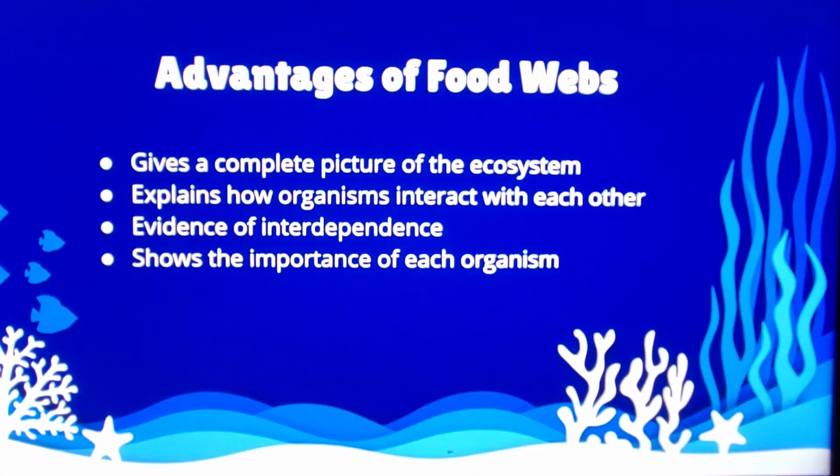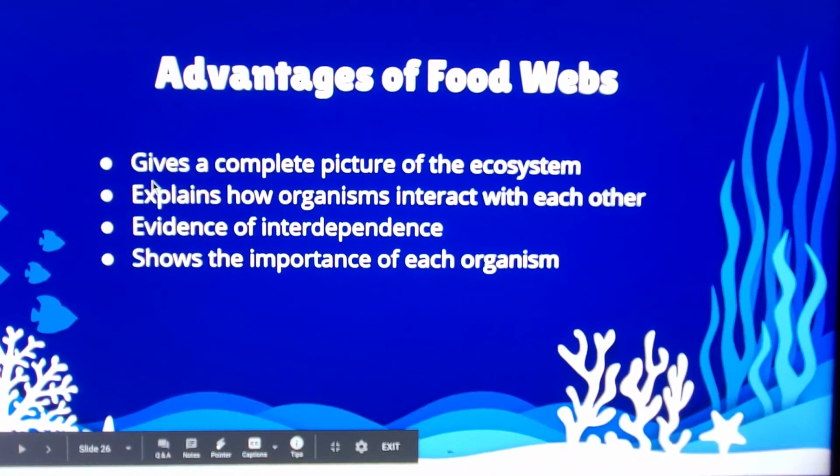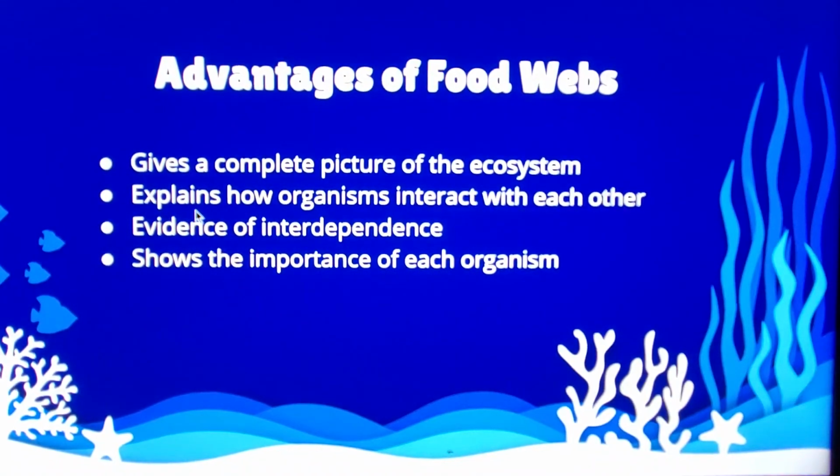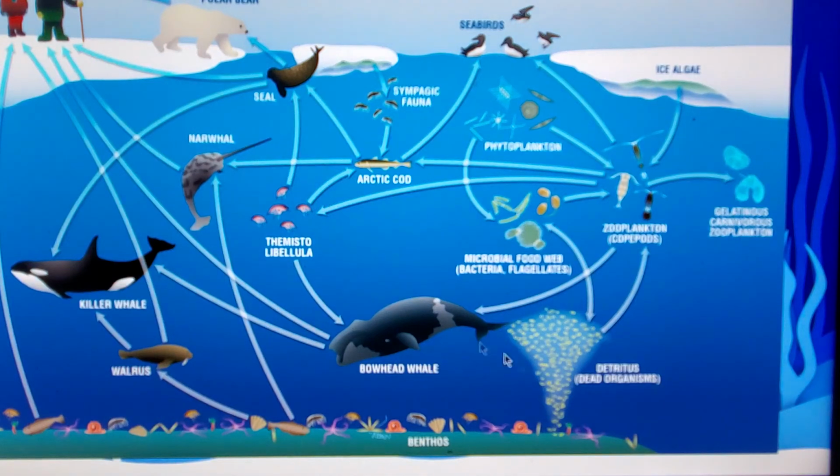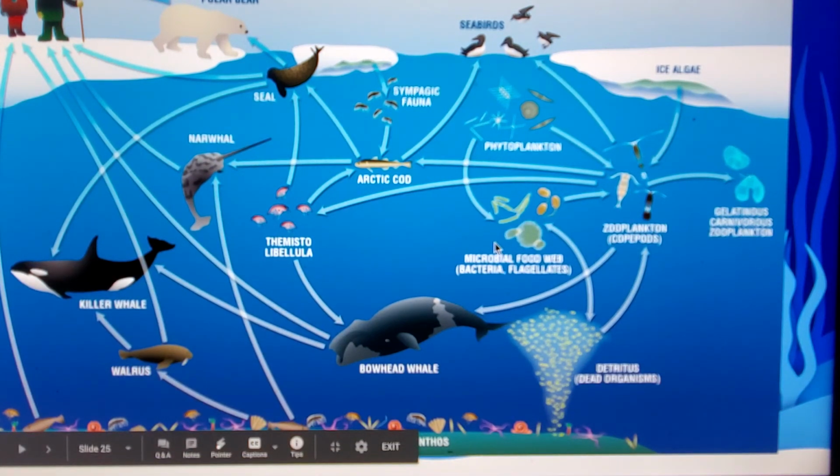Okay, so the advantages of using food webs to learn how energy moves is that it gives us a better picture of what an ecosystem really looks like. It also shows us how these organisms interact and how they're dependent on one another for energy. And it also shows you the importance of each organism. And the reality is that every organism in here is important. If you remove any one thing, you're going to affect other organisms.